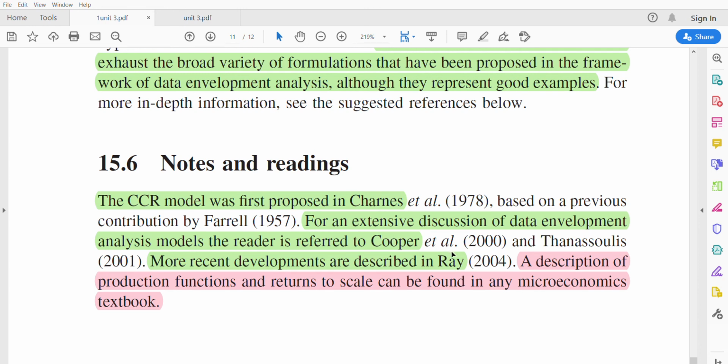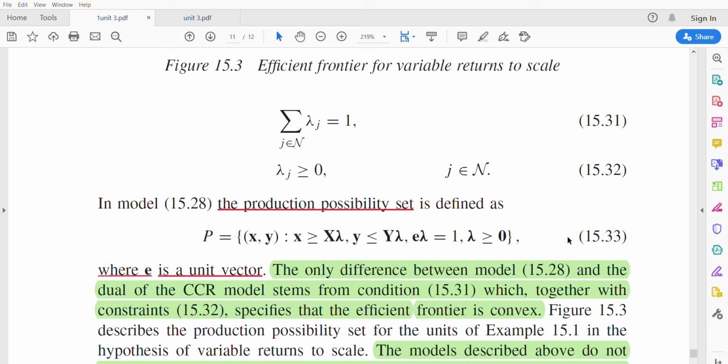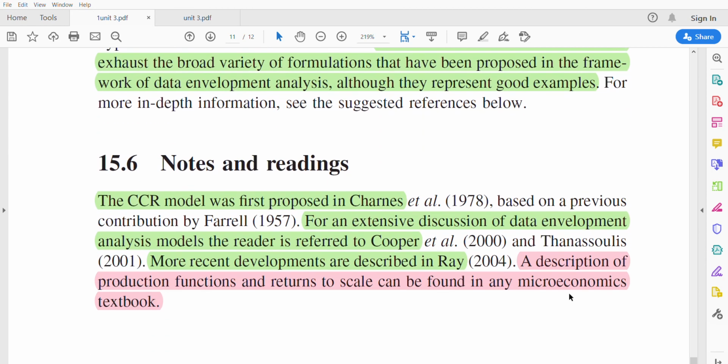So in this way we have the CCR model. For the above discussion, a description of production functions and returns to scale can be found in any microeconomics textbook. These are the references for reading on the above topic, to form the other models using these hypotheses. Microeconomics textbooks will give you the description of production functions and returns to scale.